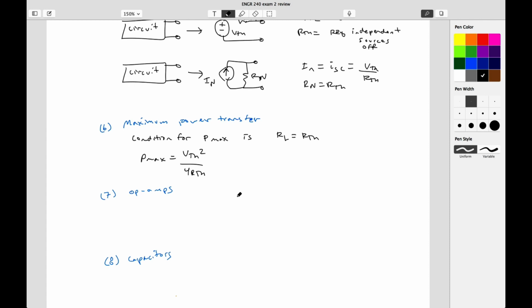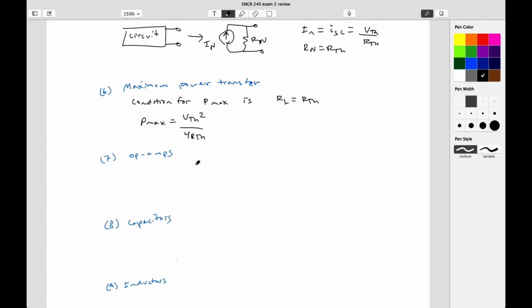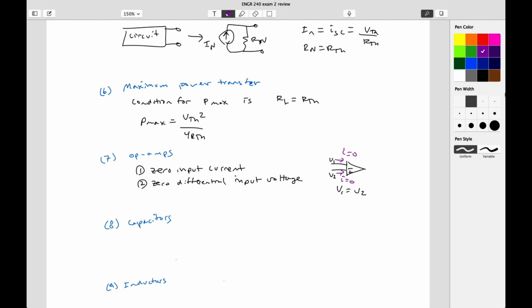All right, then op amps. Key for op amps is that there is 0 input current and there is 0 differential input voltage. All right, so if I look at this, minus plus, that means that V1 and V2 are equal, and that the current which goes in is equal to 0. All right, that's the keys for op amps.